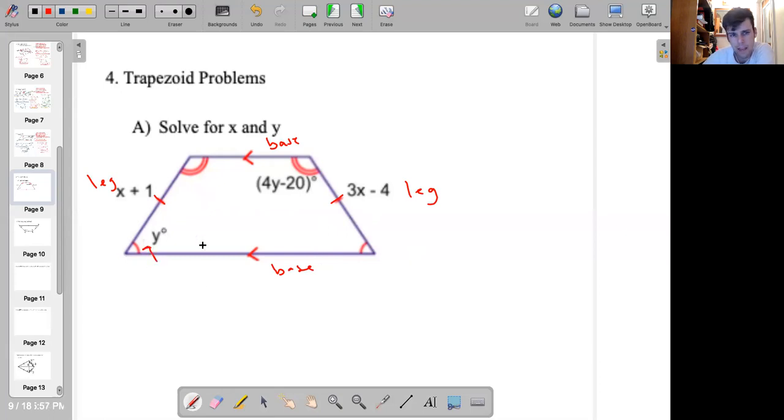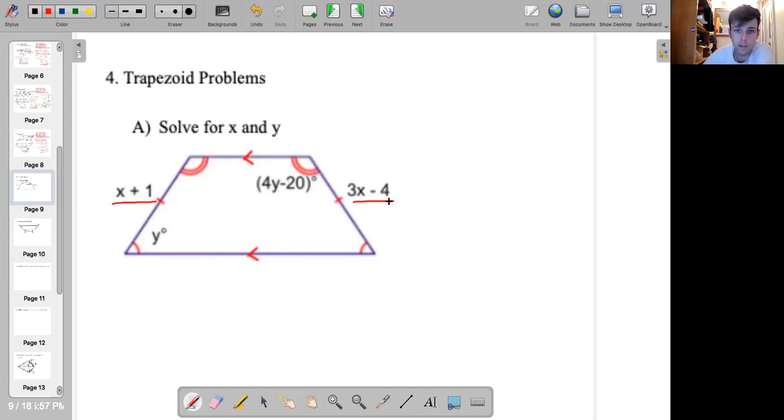And base angles are congruent in an isosceles trapezoid, so both of these would be the same. They would be y, and these would also be considered base angles. So these would also be congruent. And all that stuff is actually just marked on there, just kind of reviewing some of the stuff about isosceles trapezoids. So we're supposed to solve for x and y.